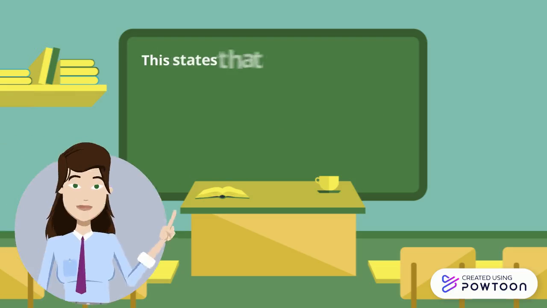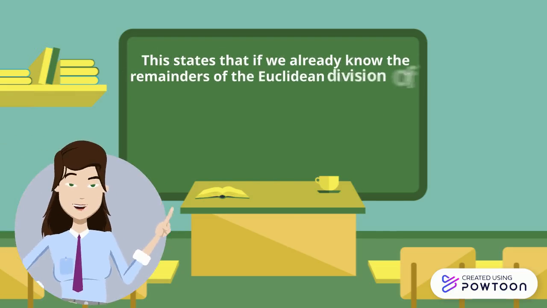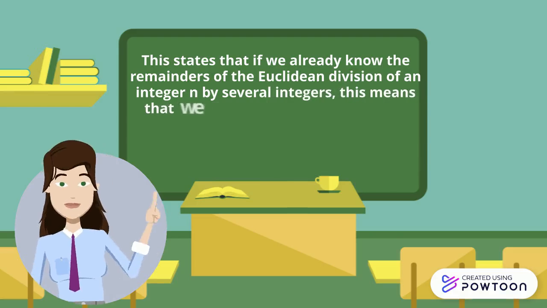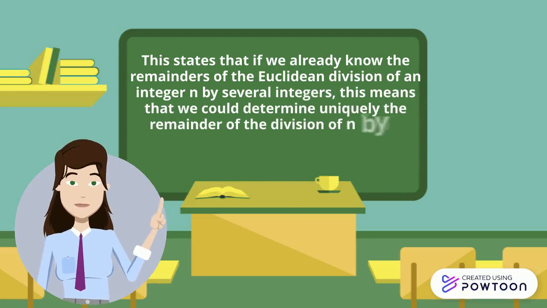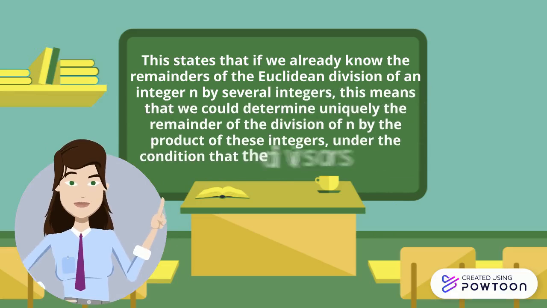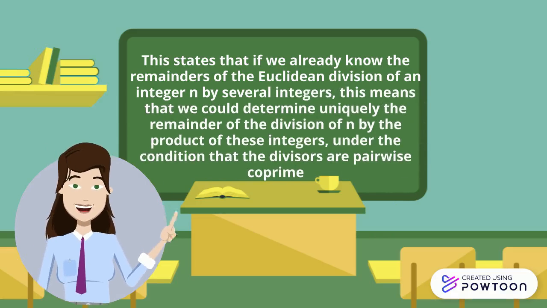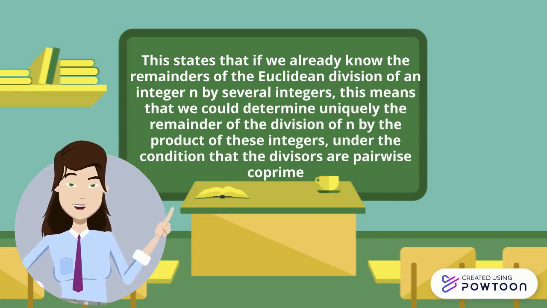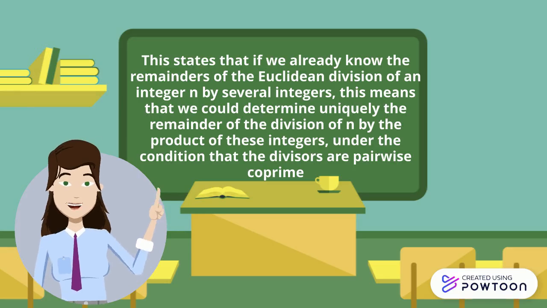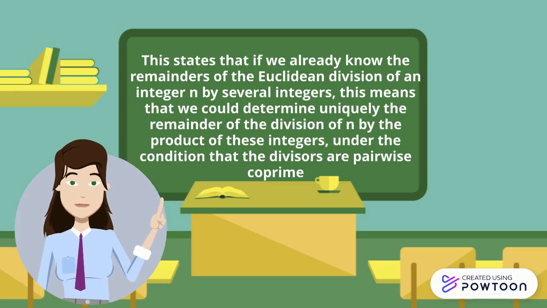This states that if we already know the remainders of the Euclidean division of an integer n by several integers, this means that we could determine uniquely the remainder of the division of n by the product of these integers, under the condition that the divisors are pairwise co-prime.